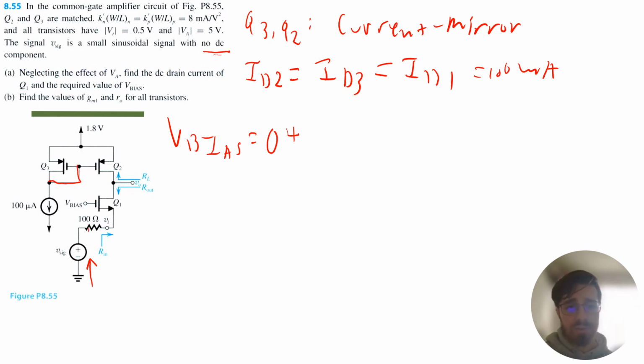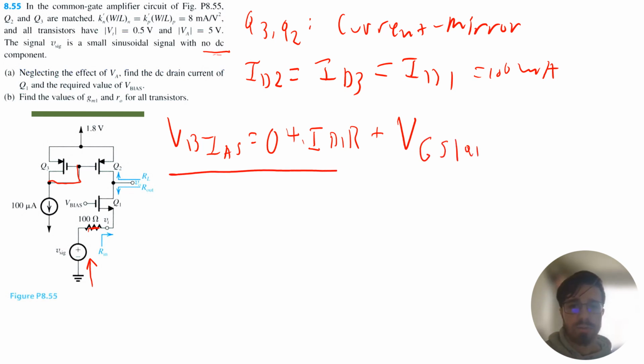Now we pass this resistor here, so we're going to need to add the voltage drop across that resistor, which is ID1 times R, or 100 ohms. And lastly, we just need to get to the gate of Q1 because that is where V bias is. So we just need to add the voltage drop from gate to source at Q1. And this is how we would be able to find V bias. So now we just need to solve for the gate-to-source voltage because we already know the current and we already know that the resistor is R, or 100 ohms.